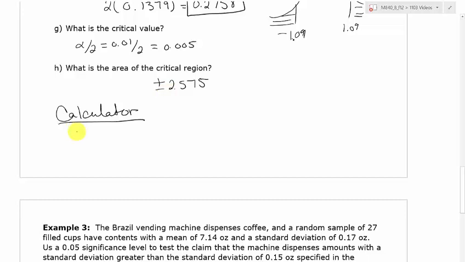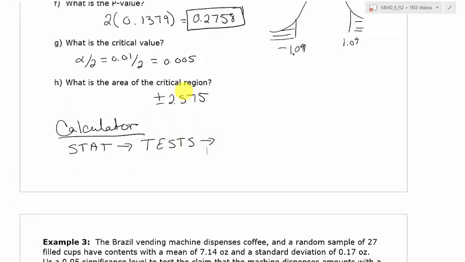To do this on your calculator, you're going to want to push the Stat key, and then go over to Tests, One proportion, Z-test. So on mine, that's option number 5.